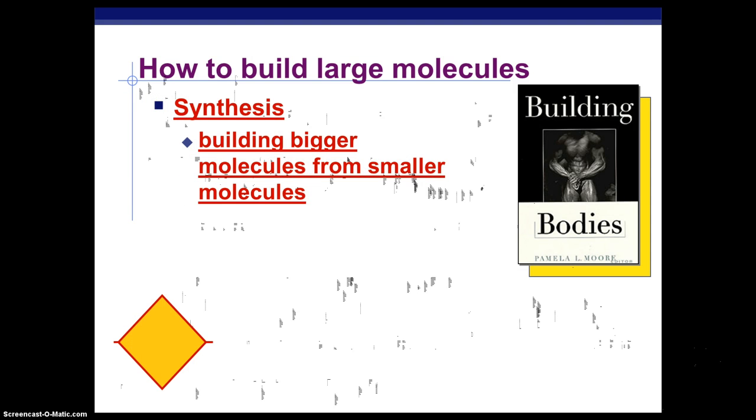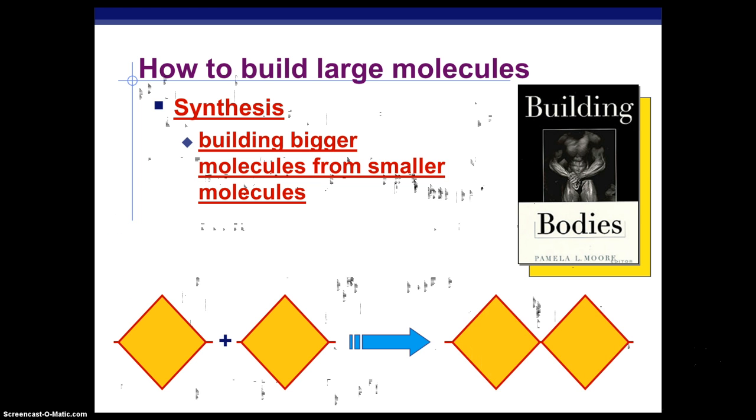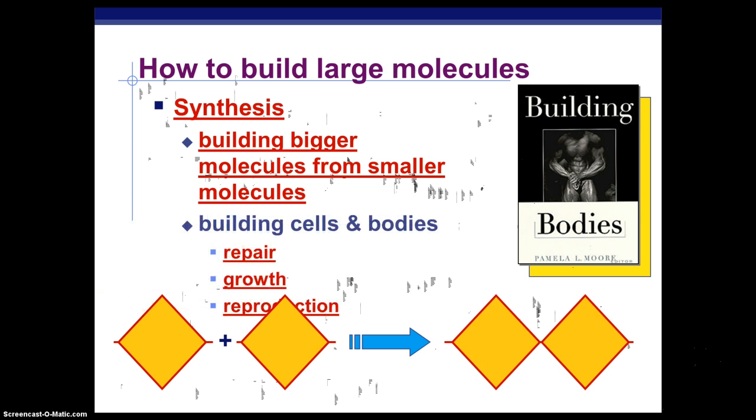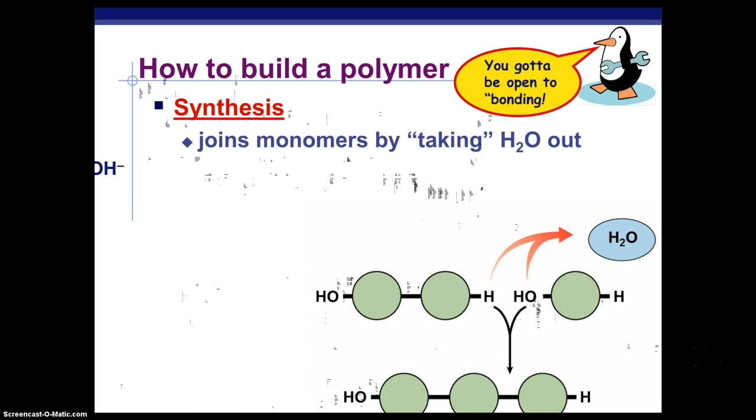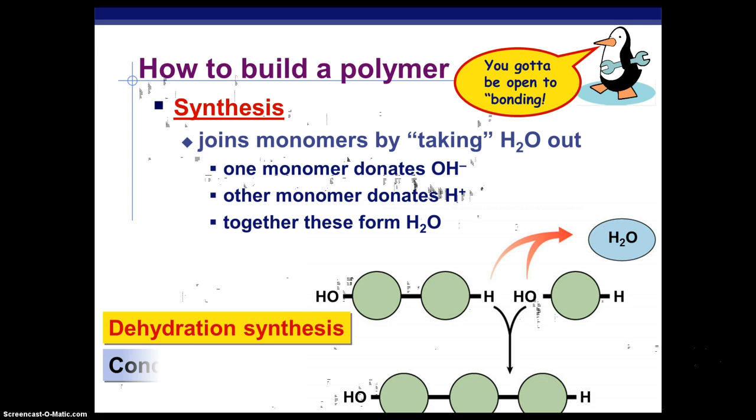So this thing called synthesis happens that helps us build our large molecules. And as I said before, it's important for things like repairing torn tissues, or just growing in general, or reproduction, producing cells. We need raw materials to build these new things, kind of like you need building supplies, wood and things, to build a house. And it all takes energy to happen. So here's how it happens.